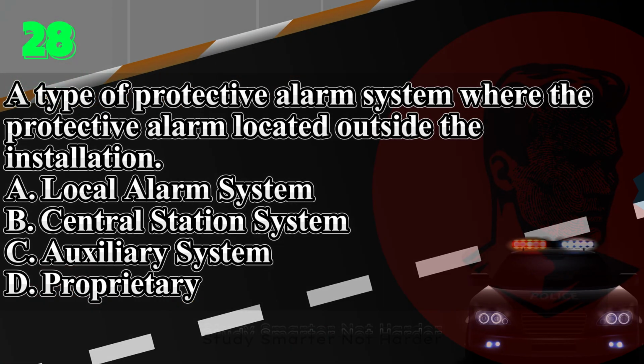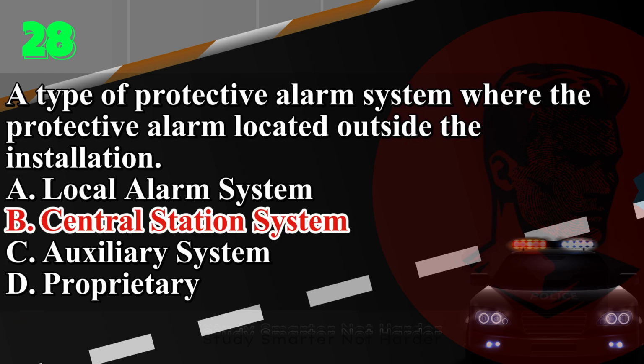28. A type of protective alarm system where the protective alarm is located outside the installation. A. Local alarm system. B. Central station system. C. Auxiliary system. D. Proprietary. Answer: B. Central station system.